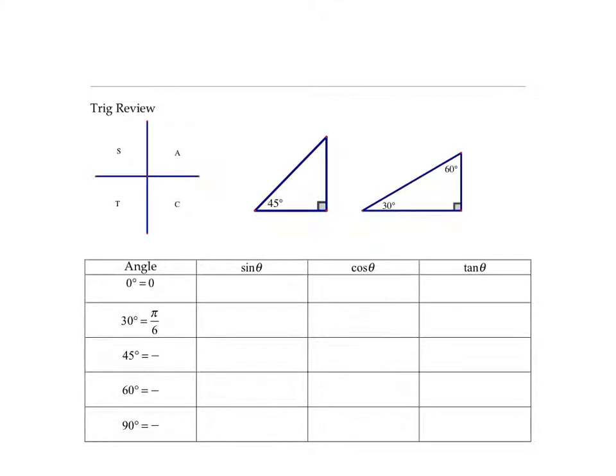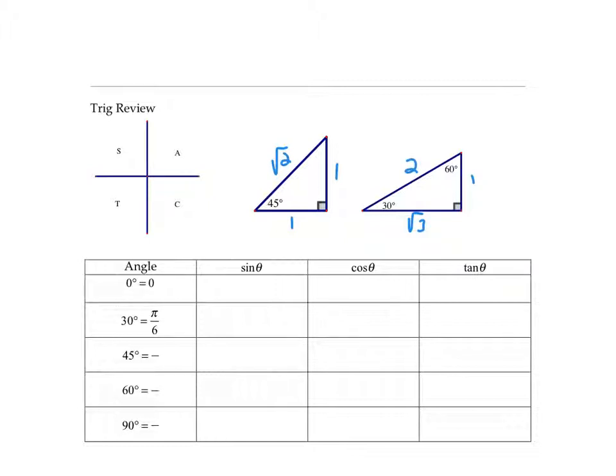Today in class we did a really quick trig review. Just going to start with our special right triangles. We have 1, 1, square root of 2 for the sides of a 45-45 right triangle, and 1, square root of 3, and I wrote 2, so let's fix that. 1, square root of 3, and positive 2 for the sides in a 30-60 right triangle.